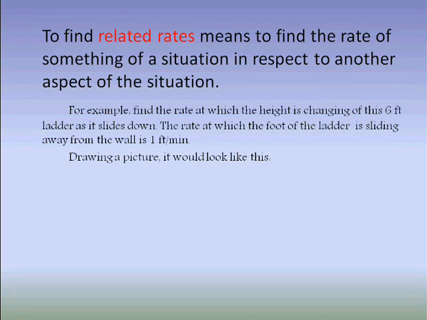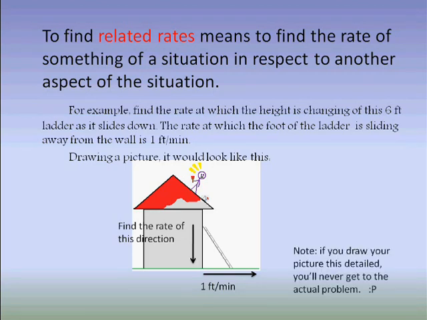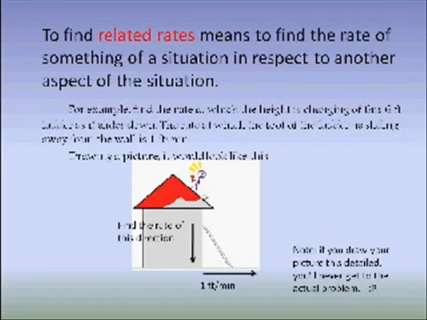Okay, so now, to find related rates means to find the rate of something in a situation with respect to another aspect of the situation. Using this example problem, we know that the height of the ladder is 6 feet and that it's sliding away from the wall at 1 foot per minute. Drawing a picture, we see this guy and his ladder fell down. Labeling it, we find that 1 foot per minute is sliding away, and we need to find how fast it's sliding down.